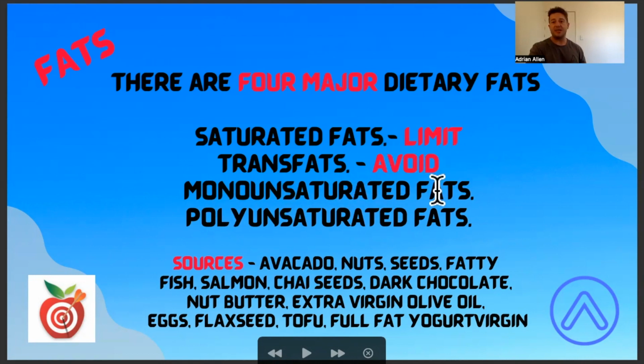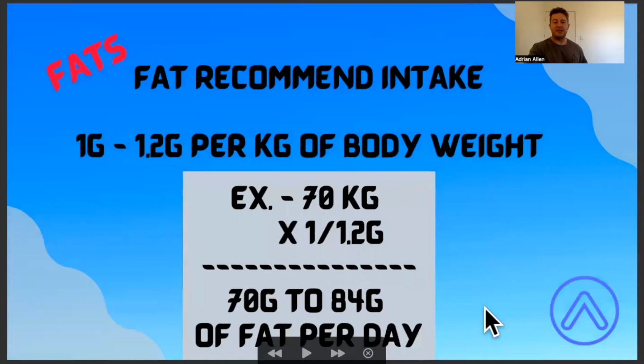Then you have your monounsaturated fats and your polyunsaturated fats. These are your good source of fats. These are anti-inflammatory, so they help the body cool down in a way. So if you have any inflammation, these are the fats that help the body. Good sources are avocado, nuts, seeds, fatty fish, salmon, chia seeds, dark chocolate, nut butters, extra virgin olive oil is good, eggs, flax seeds, tofu, full fat yogurt, and so forth. Okay, so again, they are the types that you want to be getting into your diet daily.